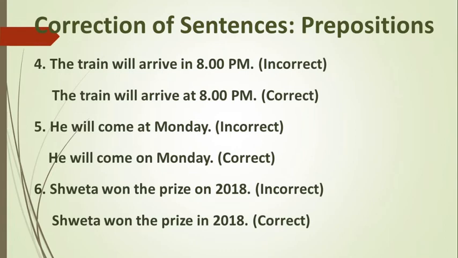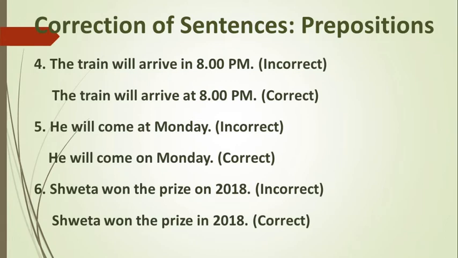In the next example, he will come at Monday. He will come on Monday. The second sentence is the right one. We use the preposition on to refer to the exact day or date, whereas at is used to refer to exact time. So here on is the right one and not at.